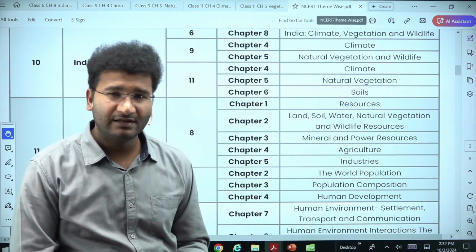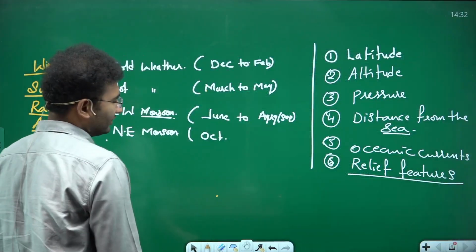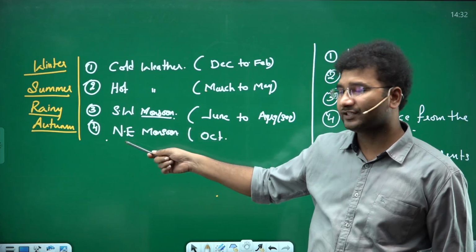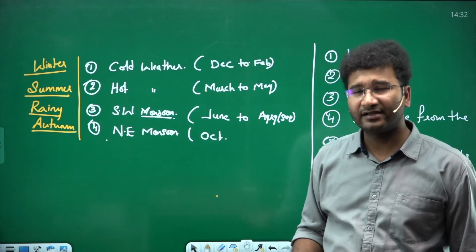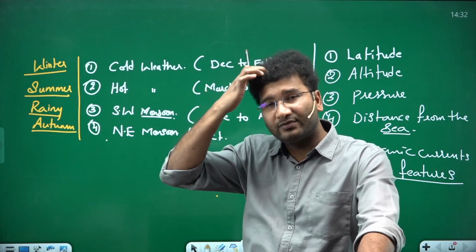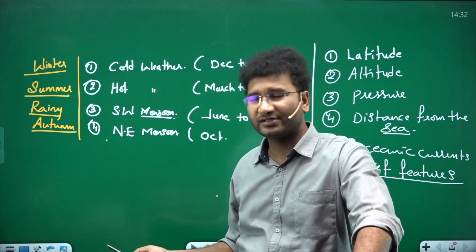Now let's quickly begin with the seasons in India. As you already know, the seasons in India are the cold weather season, hot weather season, southwest monsoon and northeast monsoon. Basically, the seasons in India are also associated with the rainfall pattern.